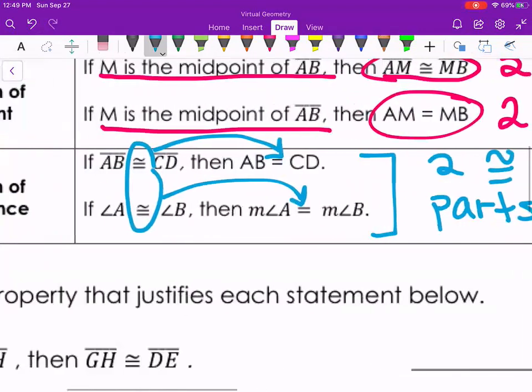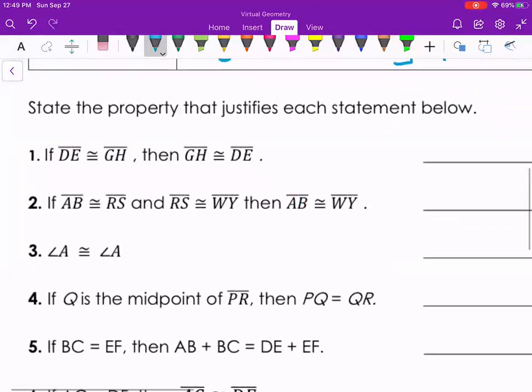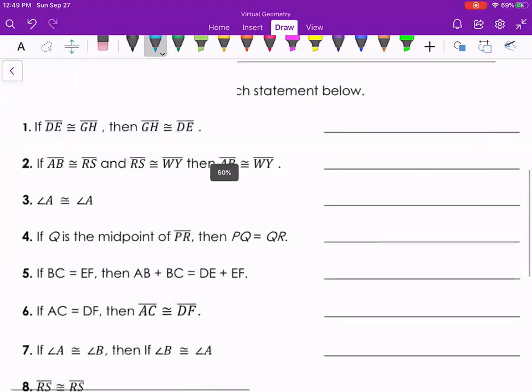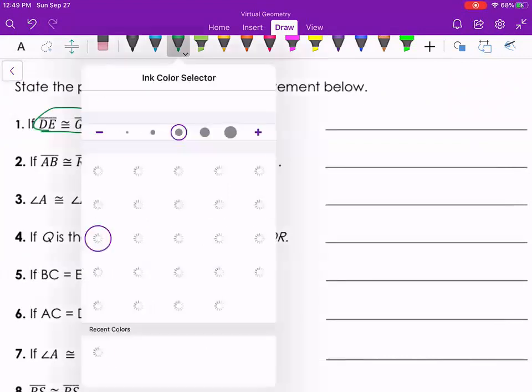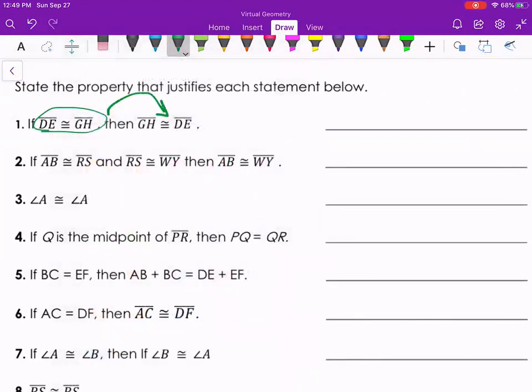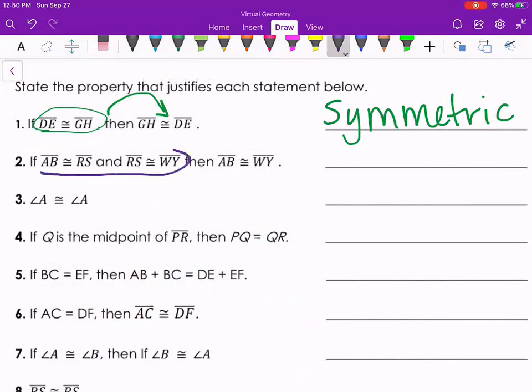So let's use these properties and justify all these different statements that we've got, matching them up to their right property. All right, so looking at the first one, we've got segment DG is congruent to segment GH. And then for the conclusion, notice all that happened was a switch, which is your symmetric. Then if we look at our next one, segment AB is congruent to segment RS, and segment RS is congruent to WY. And so notice the repeating information was removed, making this the transitive.